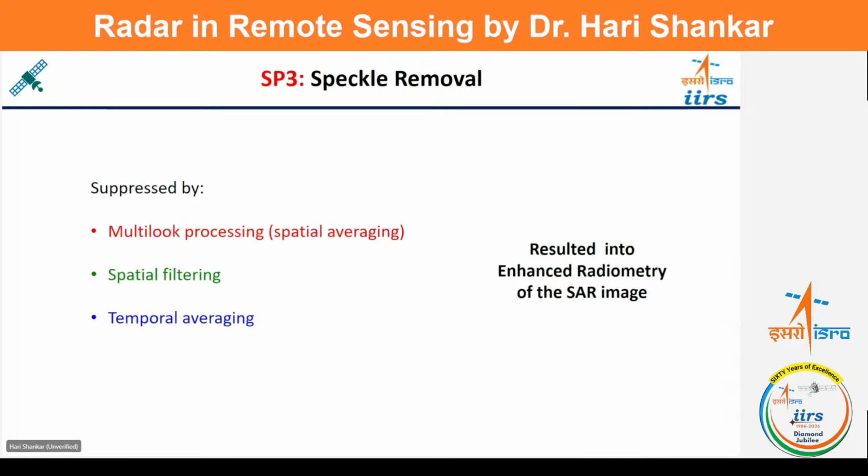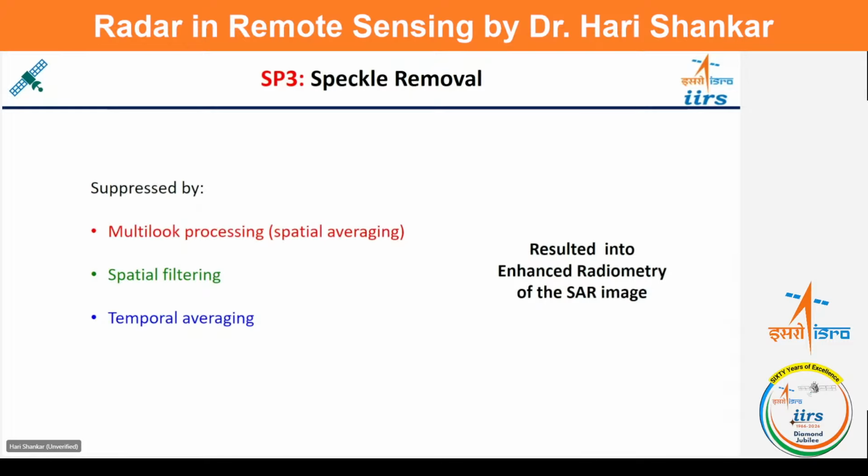There is a single look concept also. Single look means a pixel governed by the original resolution along the azimuth and along the range. Suppose the range resolution is 5 meters and the azimuth resolution is 15 meters. So the pixel size is 5 by 15 meters. But when you are doing multi-looking, you are choosing another number which is a multiple of both these numbers. Let us say now I'm considering 30 meters. So 5 sixes are 30 and 15 twos are 30.